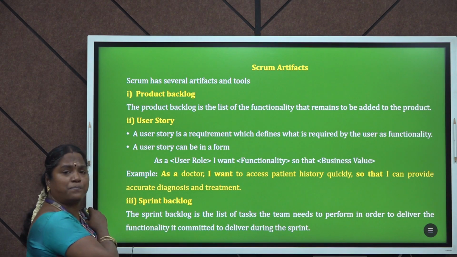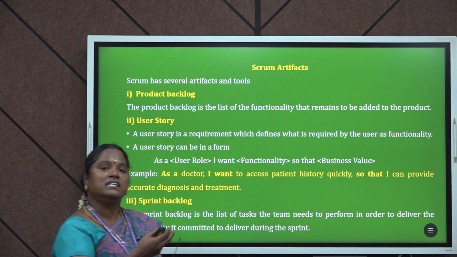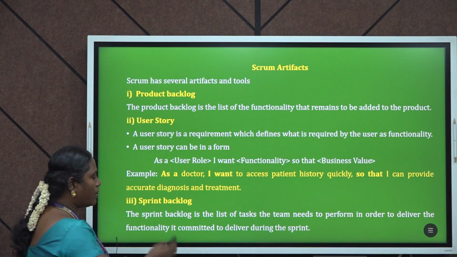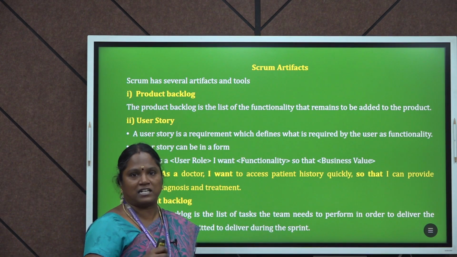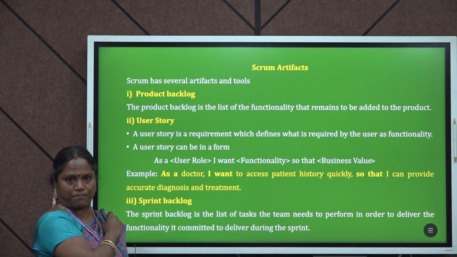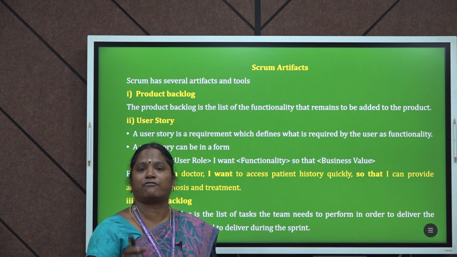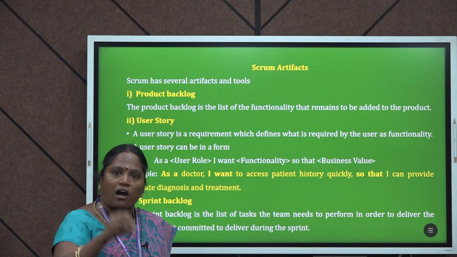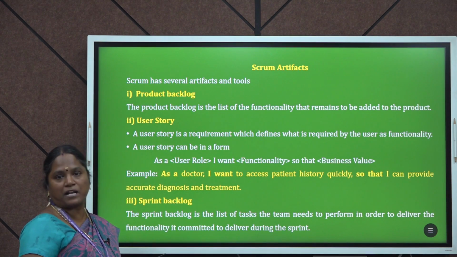The next one is the sprint backlog. The sprint backlog contains the list of tasks the team needs to perform during the sprint to deliver the functionality. Both the sprint backlog and the product backlog contain a list of features, but there is a difference between them. The product backlog contains the entire set of features of the particular product, but the sprint backlog prioritizes the tasks of those particular features. This is the difference between the product backlog and the sprint backlog.